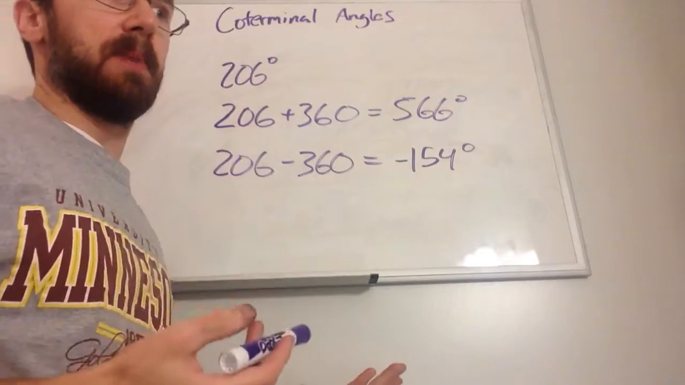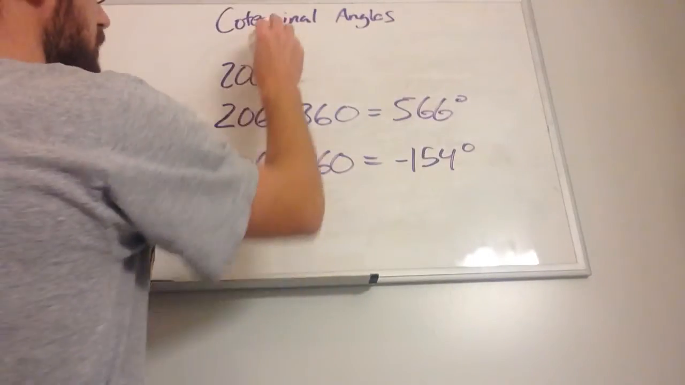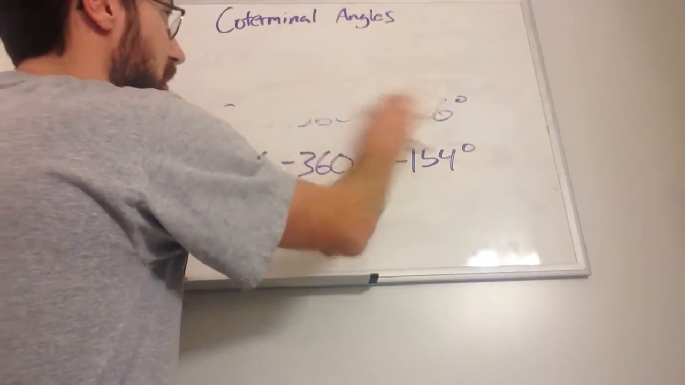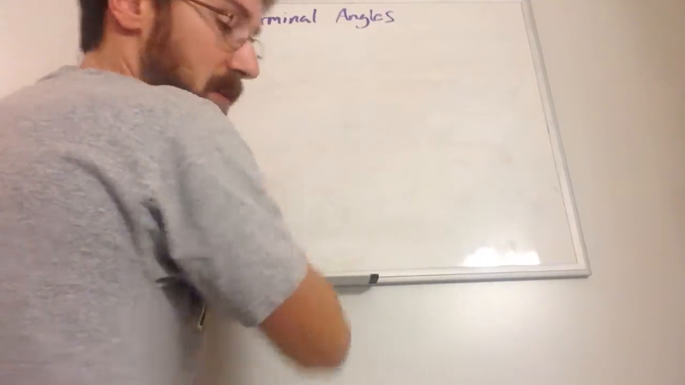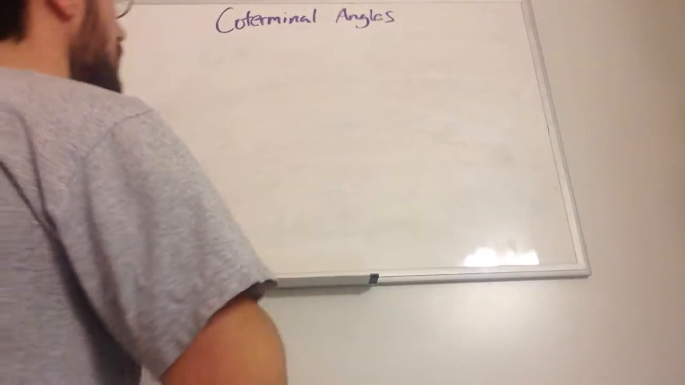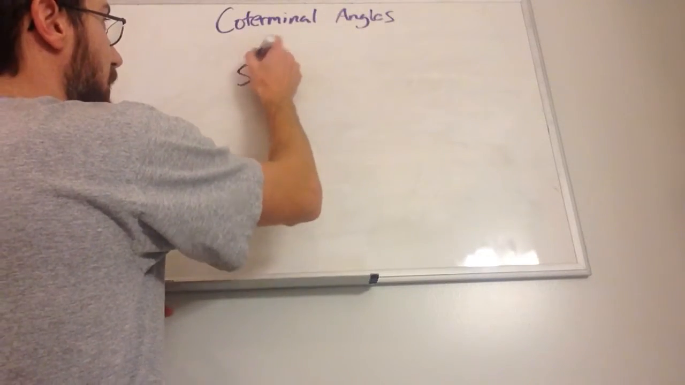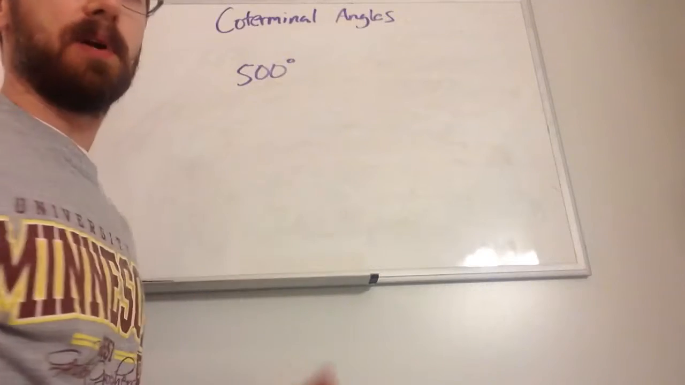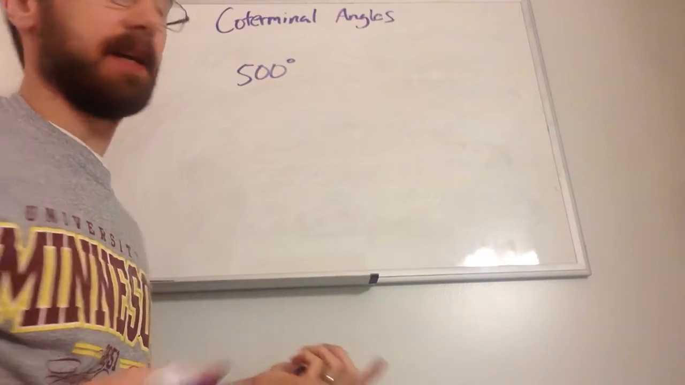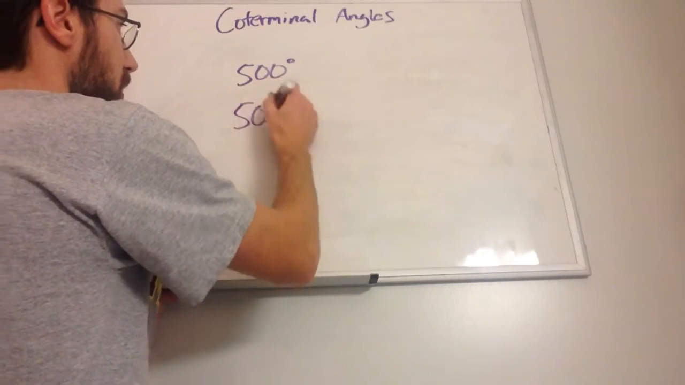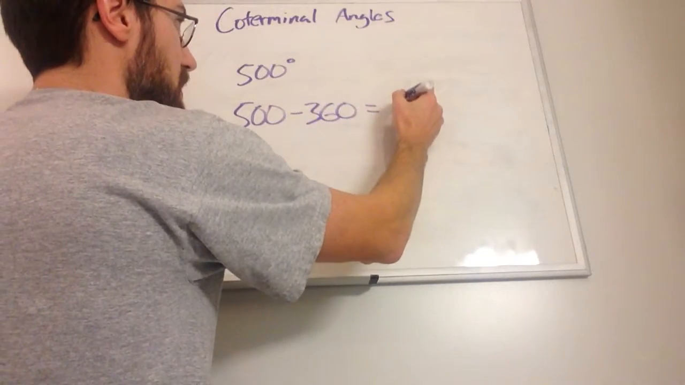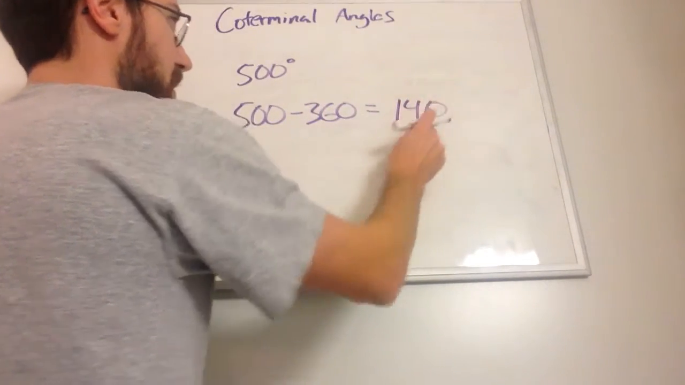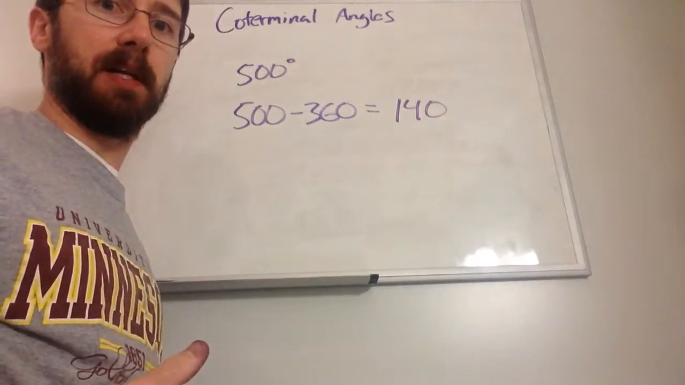Now, you might get an angle that's bigger than 360, either positive or negative, and so you might have to add or subtract 360 more than once. For instance, let's say I've got 500 degrees, and I want a negative coterminal angle to that. Well, if I do 500 minus 360, that gives me 140. That's still a positive coterminal angle.